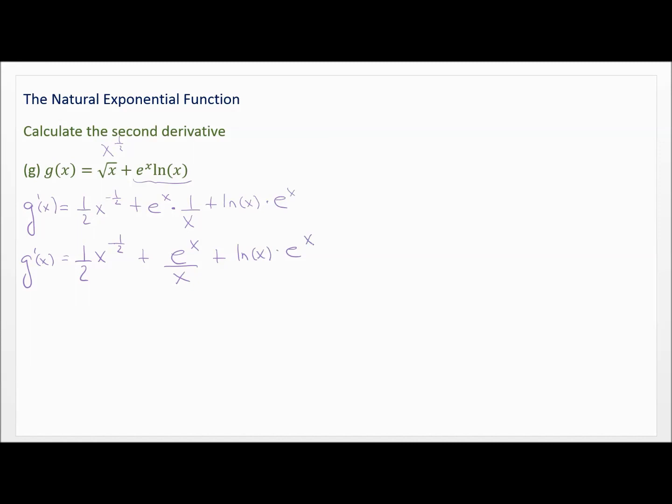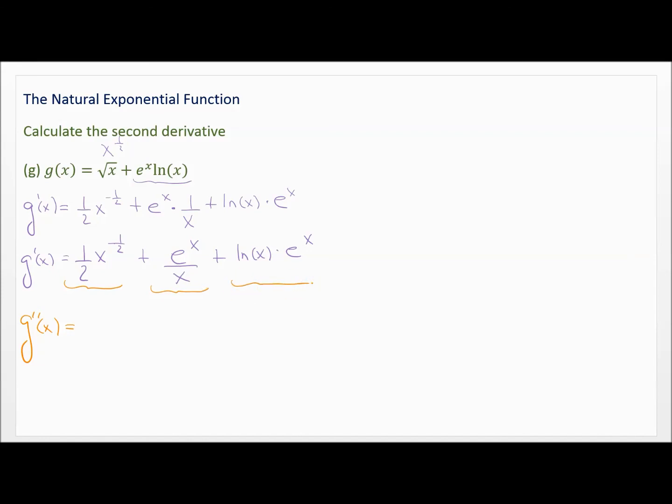Now, I think I'm going to do my second derivative. Let's try that in orange, okay, just so you can follow when you look back at this. So the second derivative, g double primed of x. So I'm just doing this term by term. Notice we have 3 terms here. I'm going to take the derivative of that, separately the derivative of that, and separately the derivative of that one.